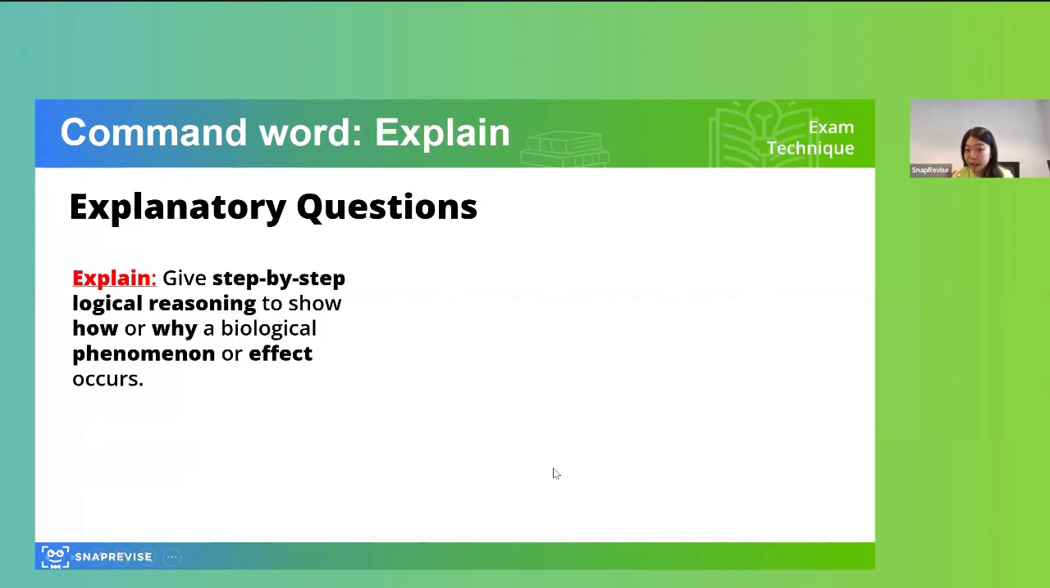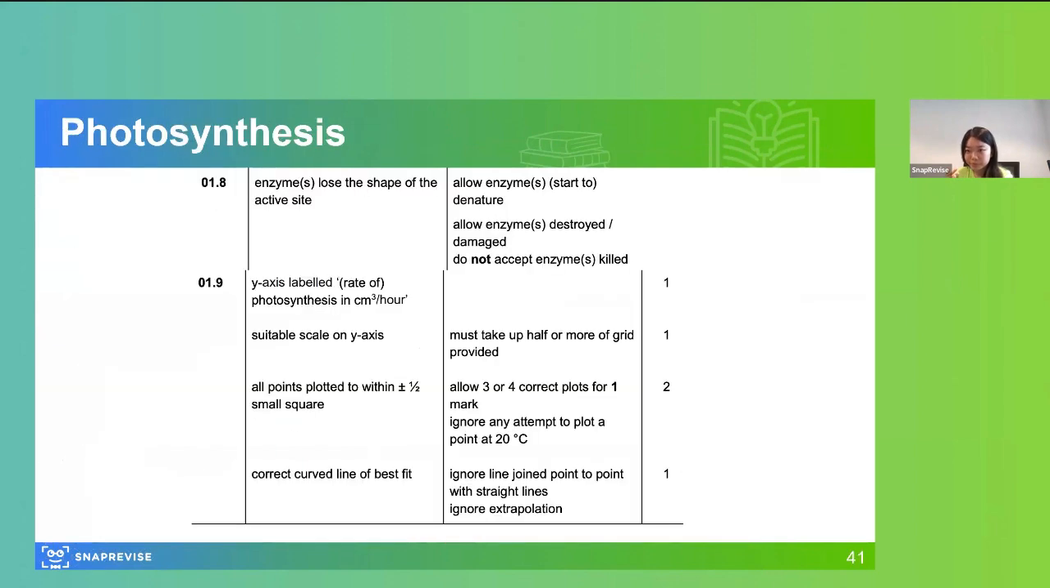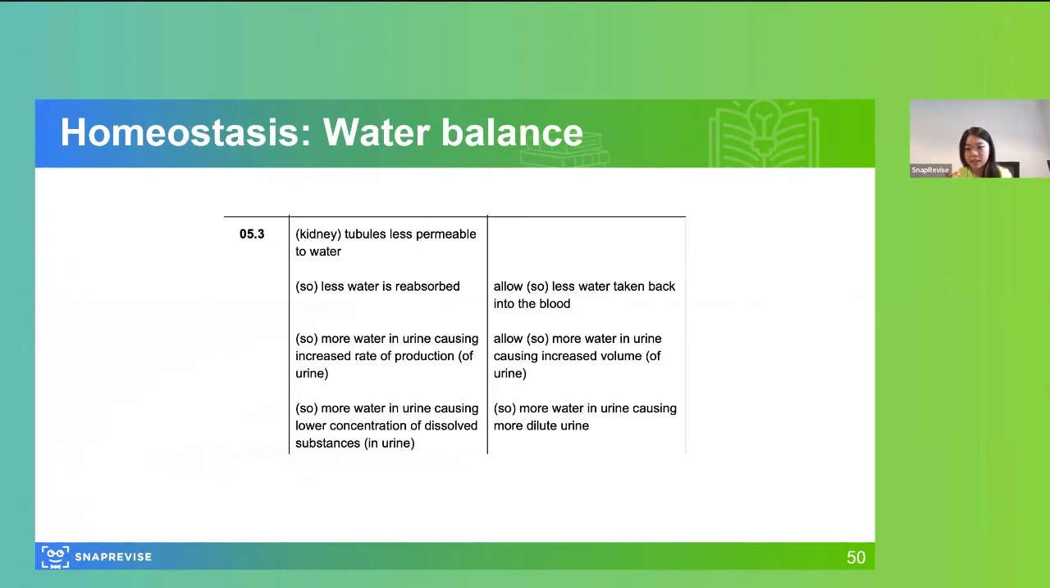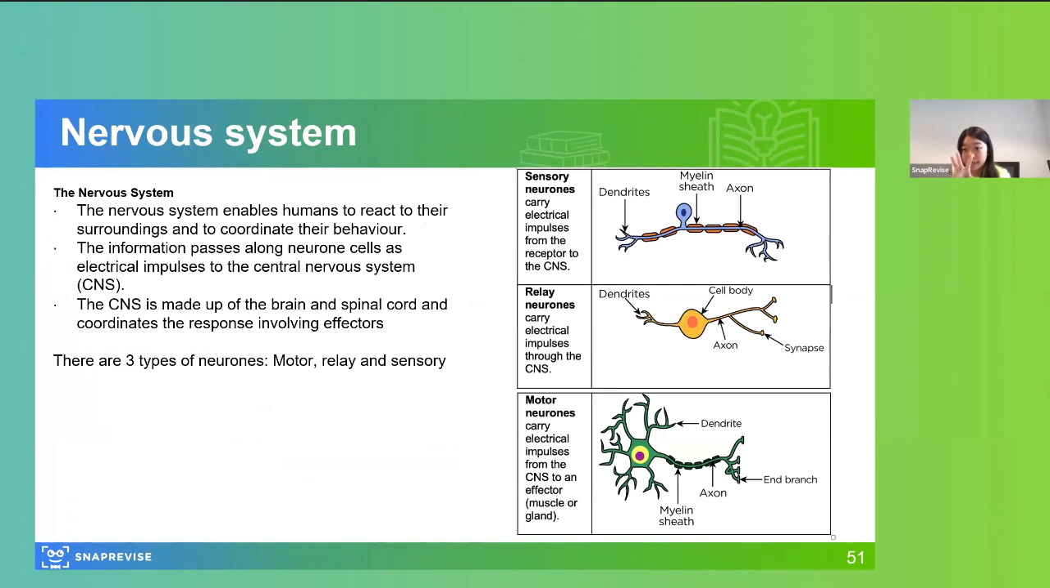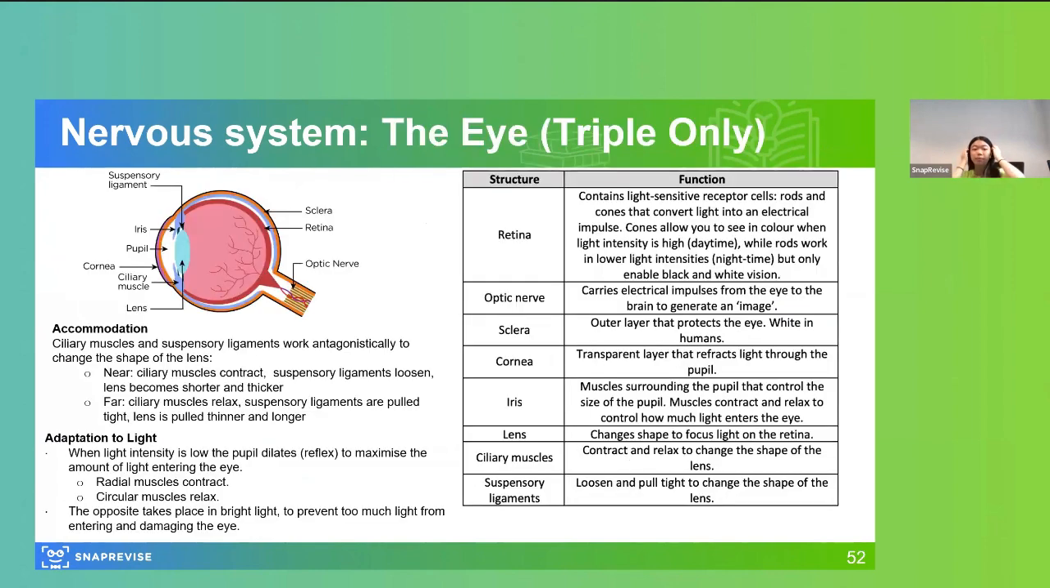But that's the whole of the nervous system. If you have any questions on just the basics of it, please let me know. The next section, on the eye, is only in triple science. So if you're in double science, combined science, have a break. But the next part is triple science, so I'll just quickly explain this.